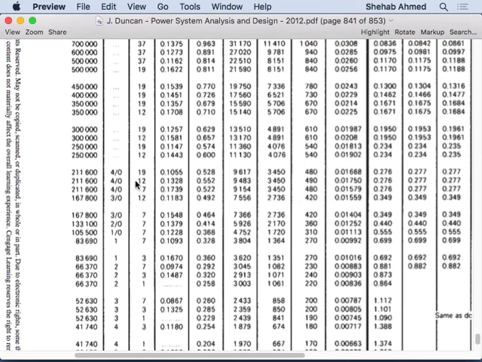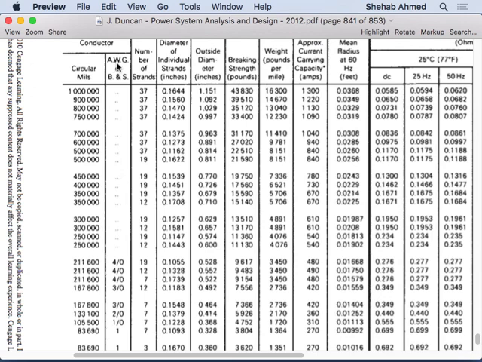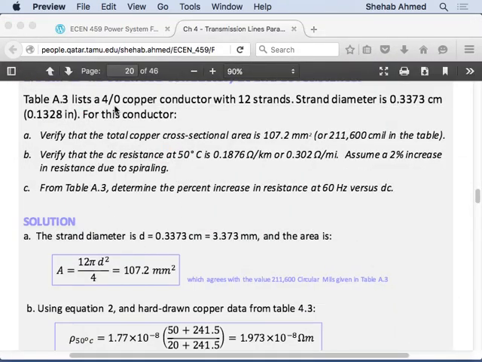These are all several 40 type conductors. This is the gauge, or the size. AWG stands for American wire gauge. It's called conductor 40. Let's see which one of them. Conductor 40 with 12 strands is a copper conductor, and the strand diameter is 0.3373 centimeter or 0.1328 inches.